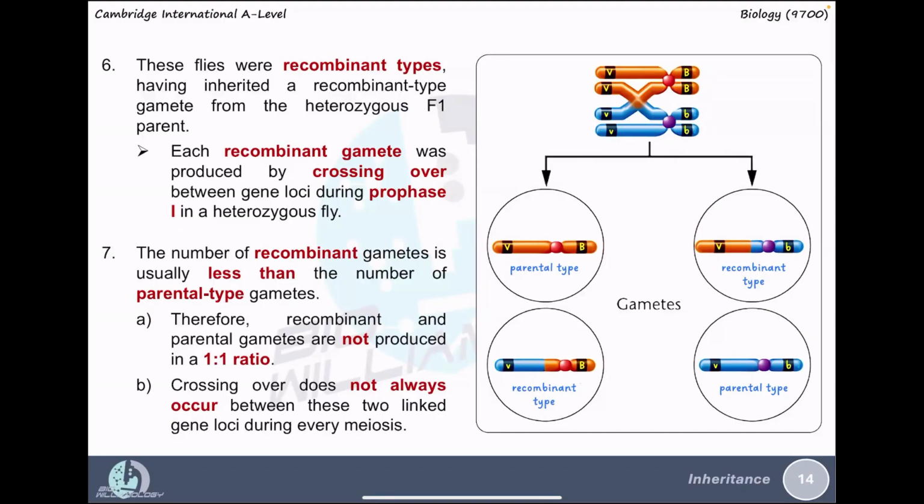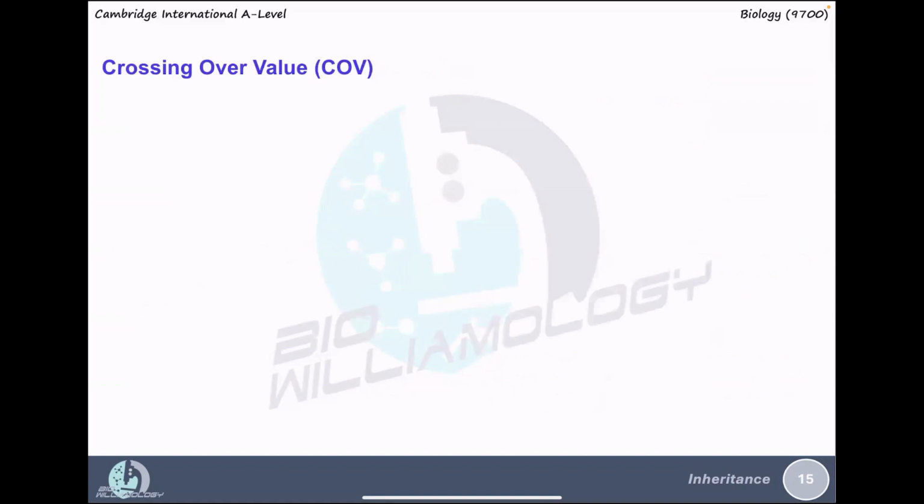So crossing over does not always occur between these two linked gene loci during every meiosis, because crossing over can take place at other locations rather than between the gene B and the gene V. So based on the cross, we can actually calculate the crossing over value.